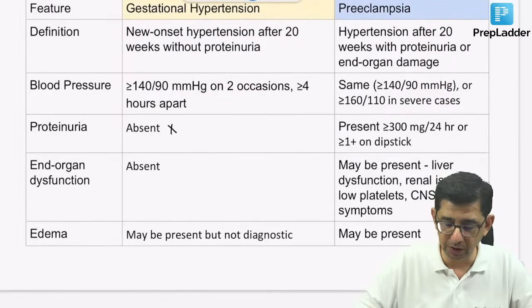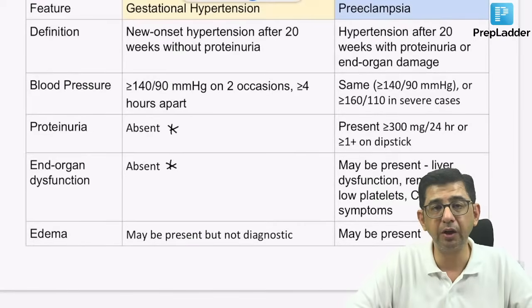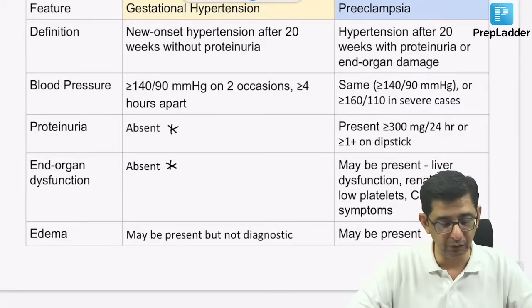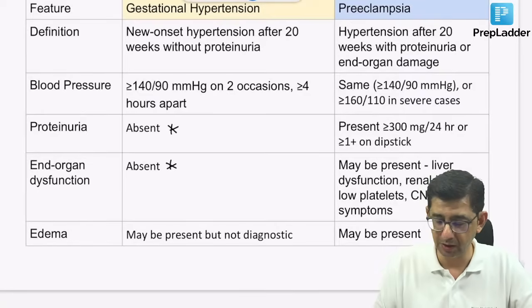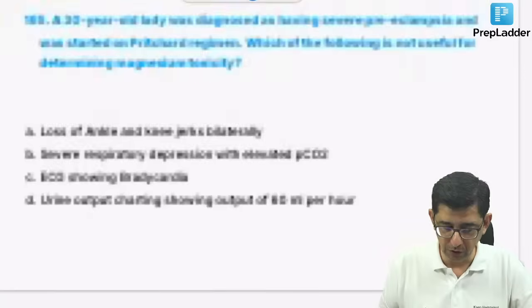And if proteinuria is absent in a patient, and end organ damage is absent, then we say it is gestational hypertension. Otherwise, it would be pre-eclampsia as an answer. So sorted.